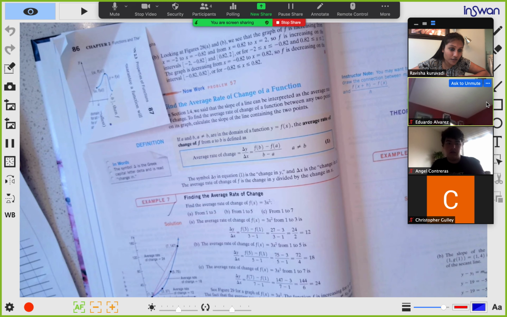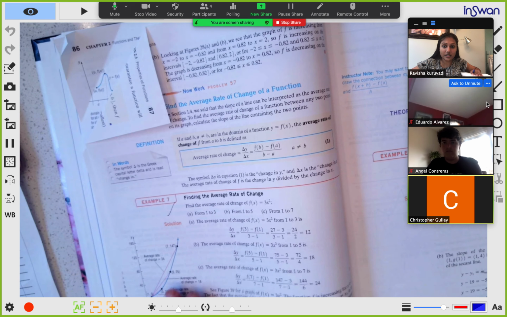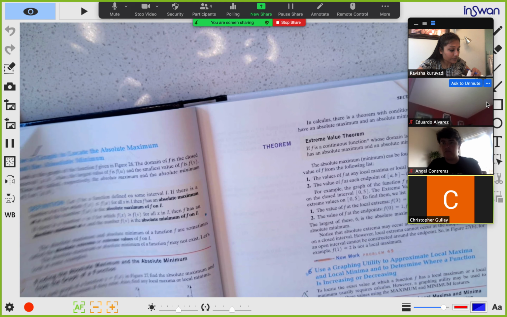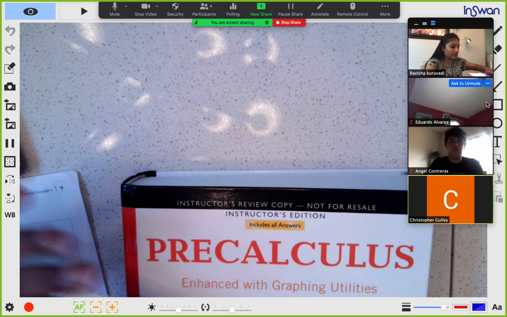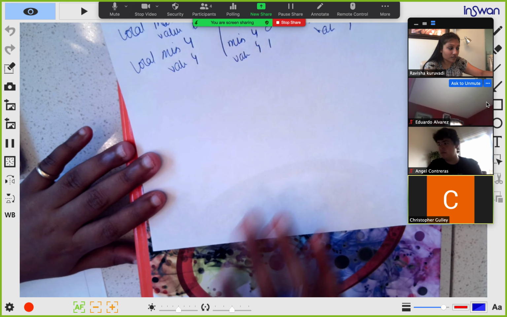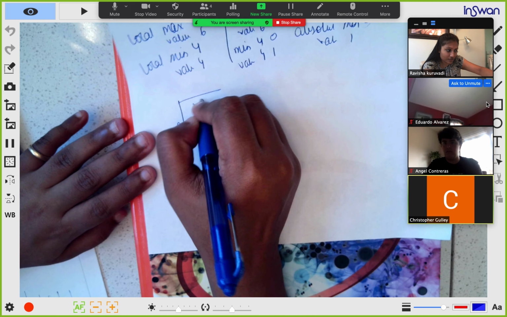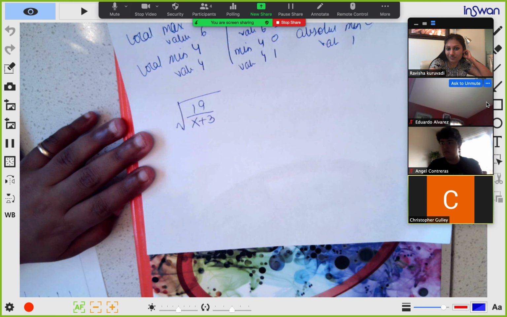Yes, Christopher? I just need help with last week's lesson. Yesterday's lesson, not last week. Okay, first, tell me, what was the problem? It's on the homework. The problem is root 19 over x plus 3, but the root is over the whole thing. Okay, so what is the question asking you to do? It's just to find the domain.